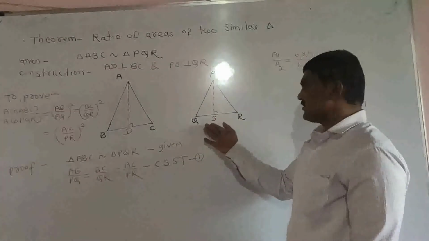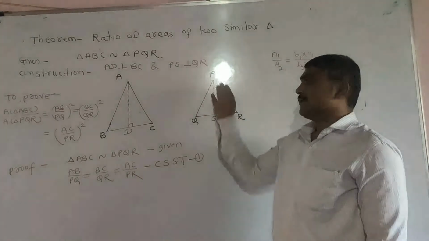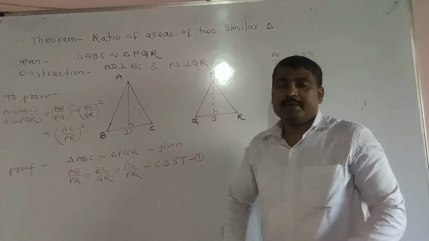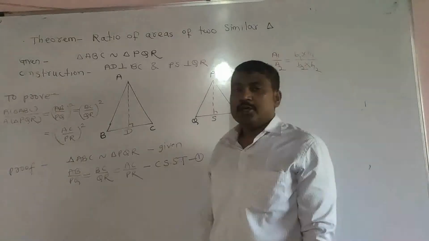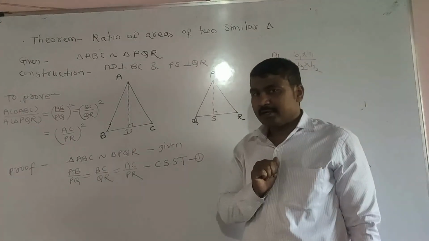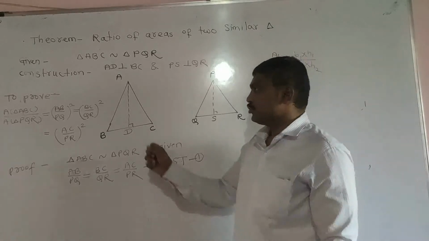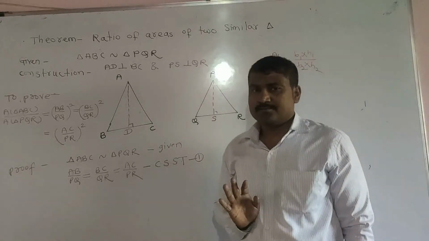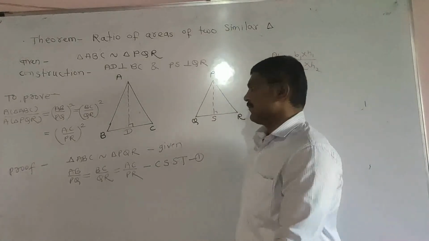Simple. And when you consider this triangle, QR is the base, PS is the height. So we can directly write. But before that, make some preparation. Here ABC and PQR, these two triangles are similar, given. Just try to show this ABD and this PQS similar. I will tell you after some time.